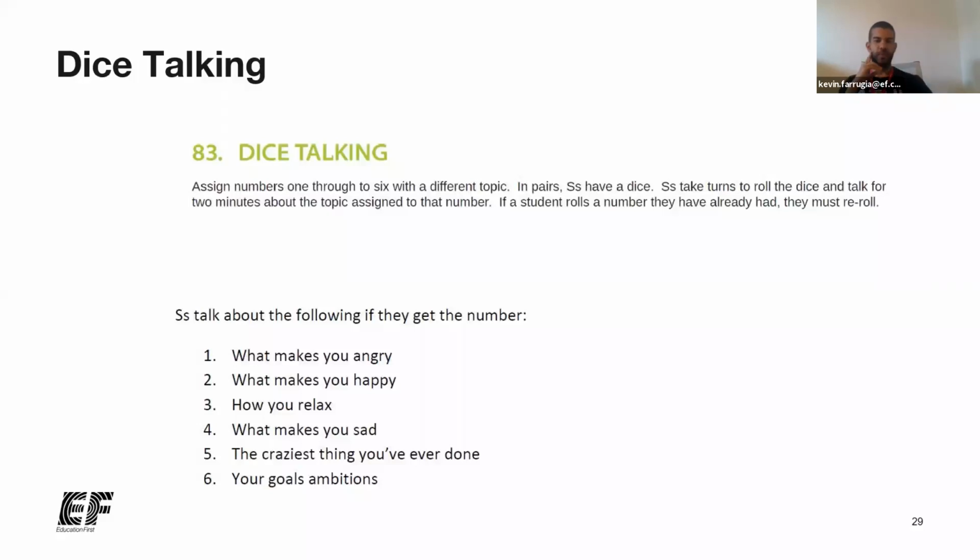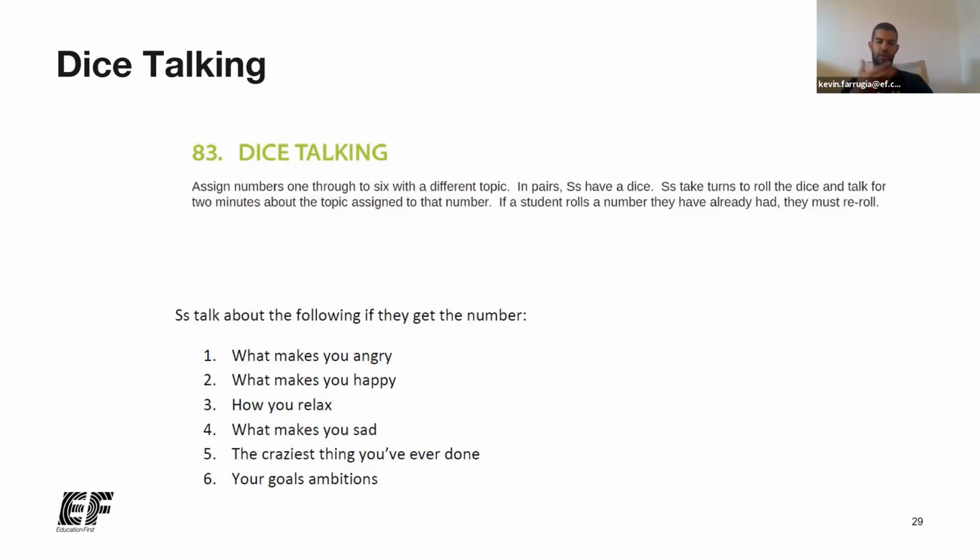Dice talking. So all you need is to take a dice, a few dice with you to class. The students are in groups and they roll the dice. Depending on which number they get, they would then speak about, in this case, I had these 6 things. So it was about emotion. So if they got a 1, they would speak about what makes them angry. 2, what makes them happy. How you relax, what makes you sad. The craziest thing you've ever done. And their goals or ambitions.